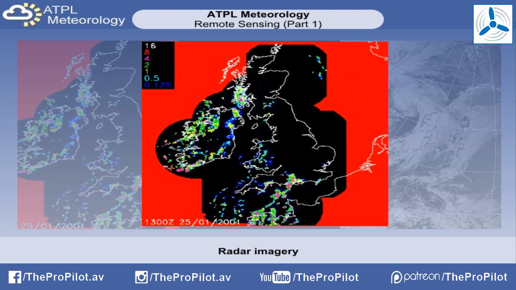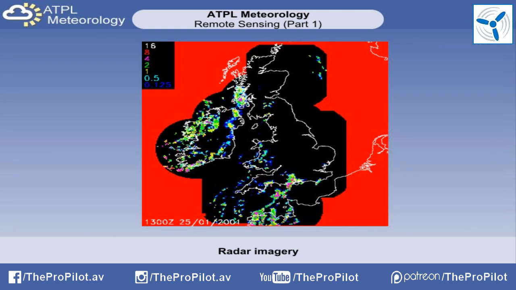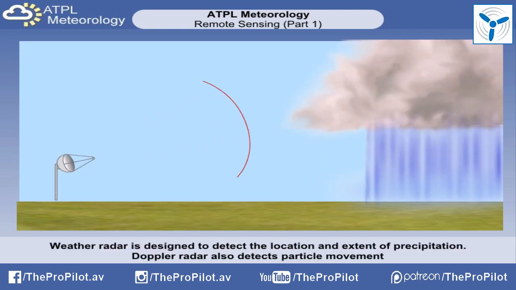Firstly, let's take a closer look at how radar images are produced, how we should interpret them and use them to our advantage. Any type of radar works on the basic principle of a transmitter sending a pulsed beam of electromagnetic radiation and a receiver to record any reflected signals.